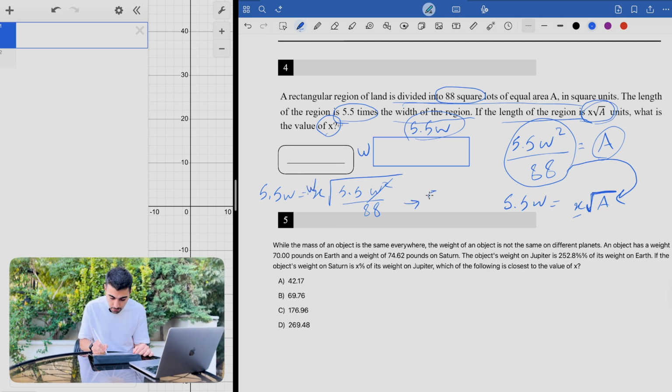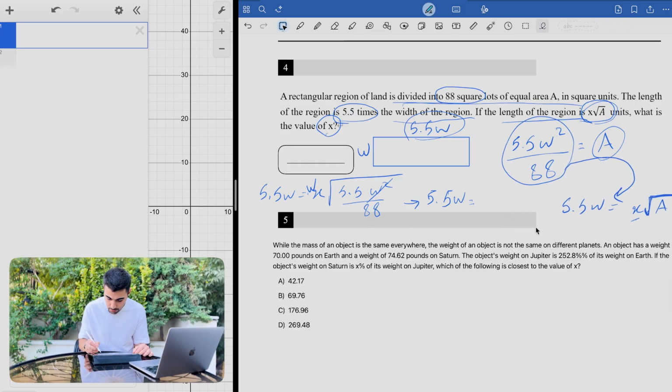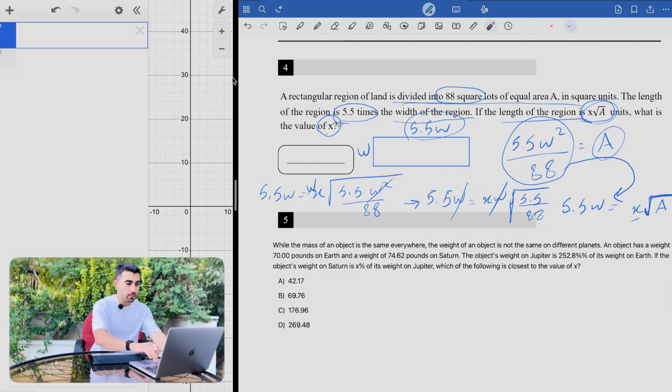So it's going to be 5.5 W equals XW root 5.5 over 88, like this. Now, the W's cancel out, and we have one equation here with one variable, x. We just need to find the x. So I'm just going to plug that into decimals, and it's going to solve it easily. 5.5 equals x root 5.5 divided by 88.